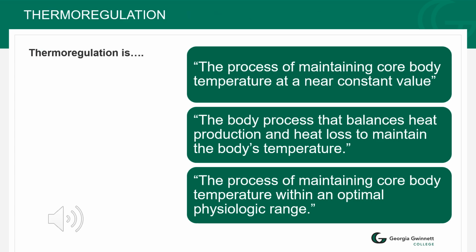So before we get started, let's just look at what thermoregulation is, or the definitions that I have taken from 3 different resources. Thermoregulation is the process of maintaining core body temperature at a near constant value. It is the body process that balances heat production and heat loss to maintain the body temperature. And lastly, another definition is that thermoregulation is the process of maintaining core body temperature within an optimal physiologic range.